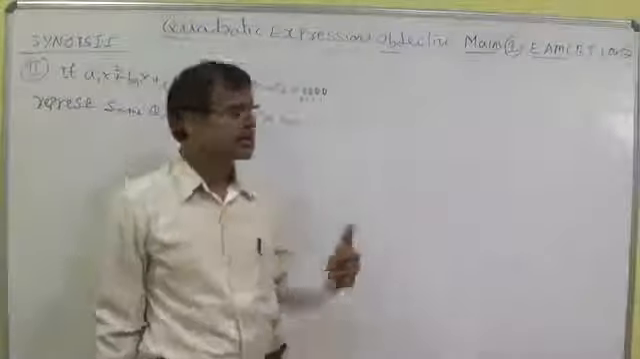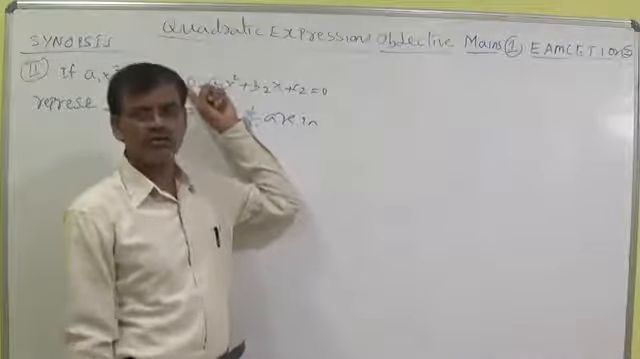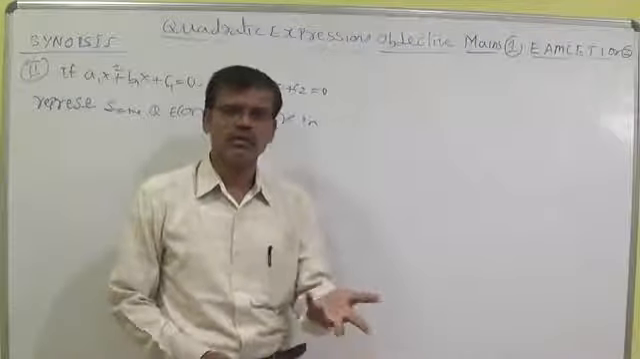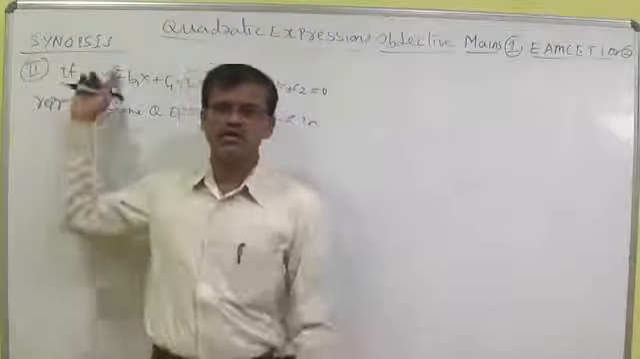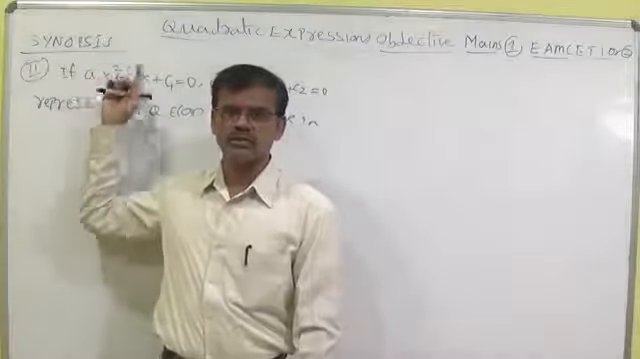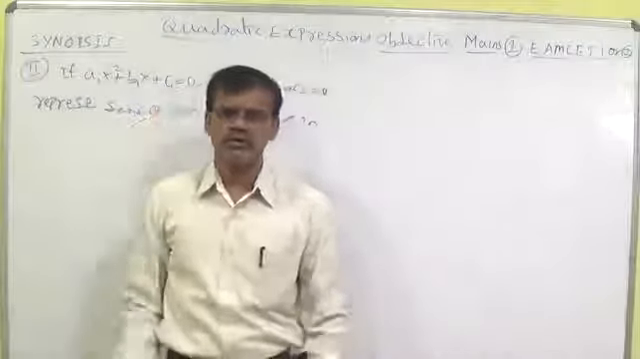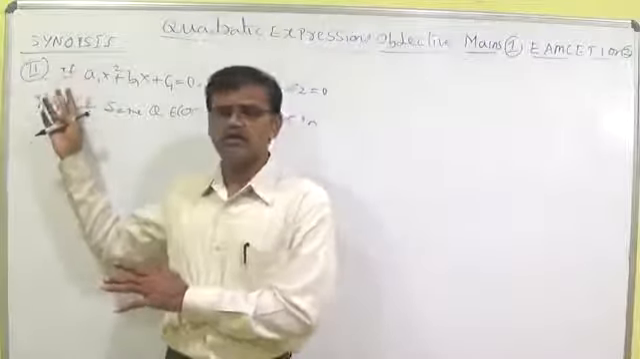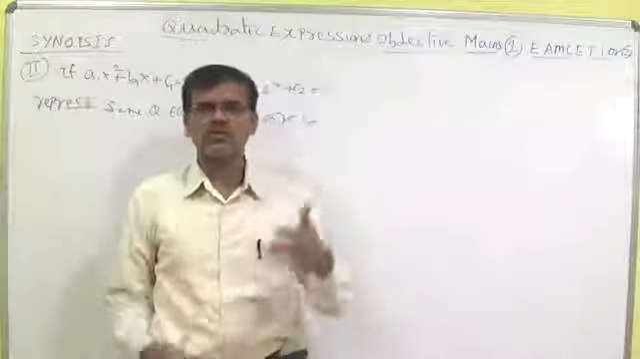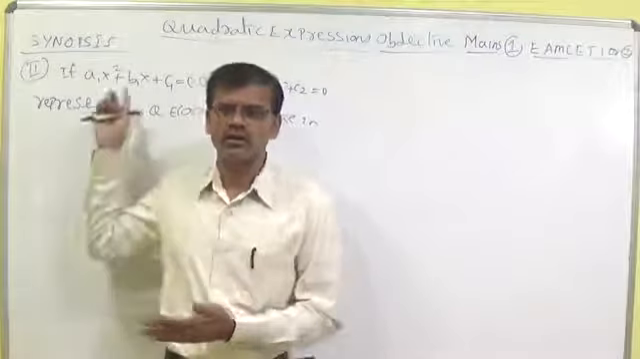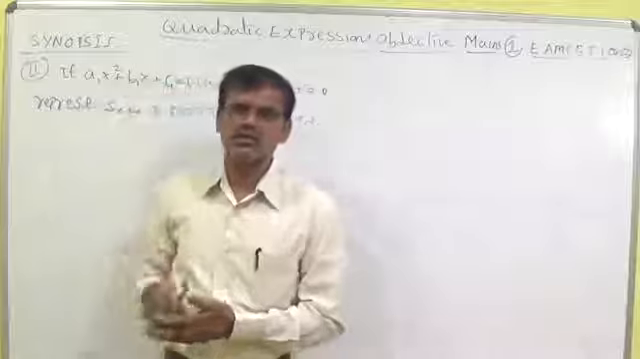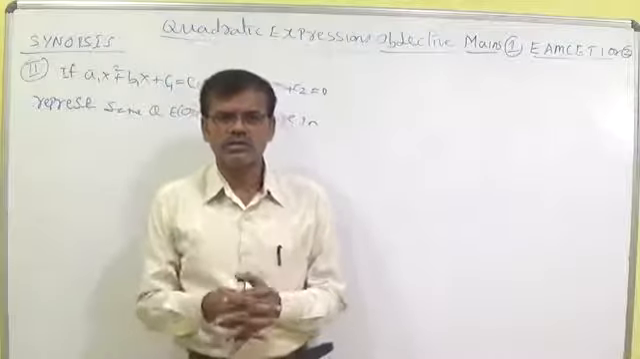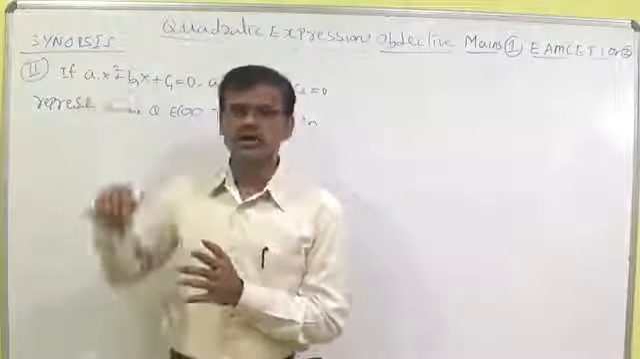Proportion means, for example, 1 comma 2 are roots of the first equation, 2 comma 4 are roots of the second equation. Or 1 comma 2 are roots of the first equation, 10 comma 20 are roots of the second equation. Like that. That is the proportion. What is going on here? 1 comma 2, and this is 2 comma 4, so 2 into 1 and 2 into 2. 1 comma 2 here, and this is 10 comma 20, so 10 into 1 and 10 into 2.